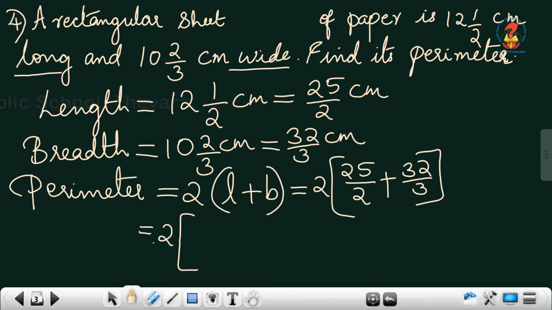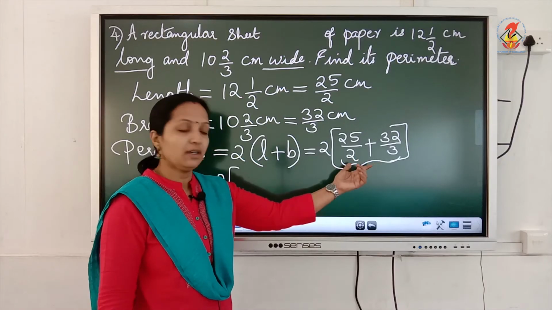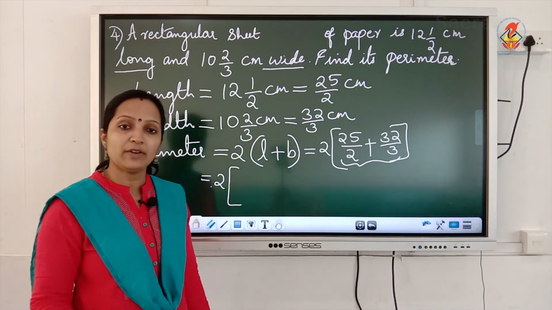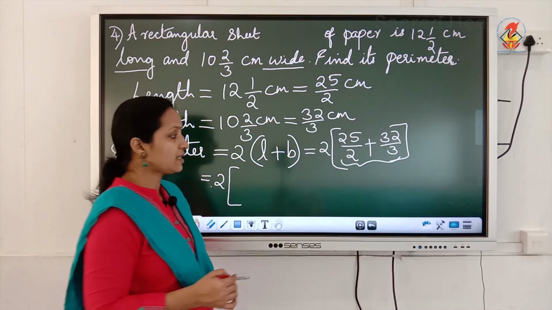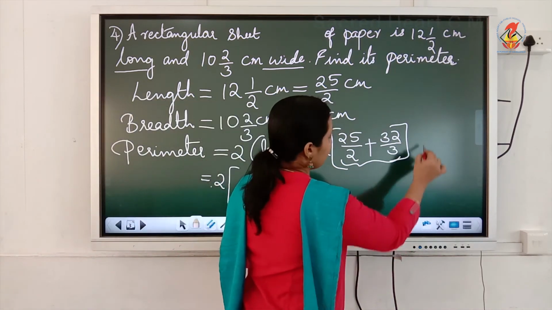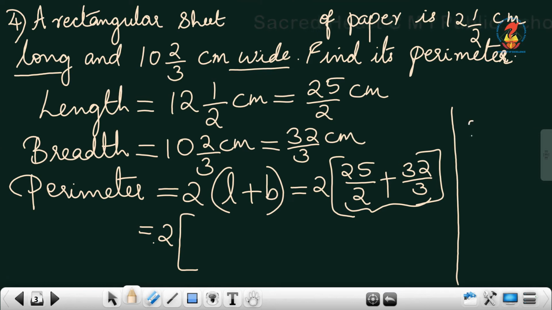2 into, this bracket means 2 into 25 by 2 plus 32 by 3. This is unlike fraction addition, is it? So if the denominators are different, what do you have to do? You have to find the LCM. Just do the calculation. What is the LCM? LCM is 6.